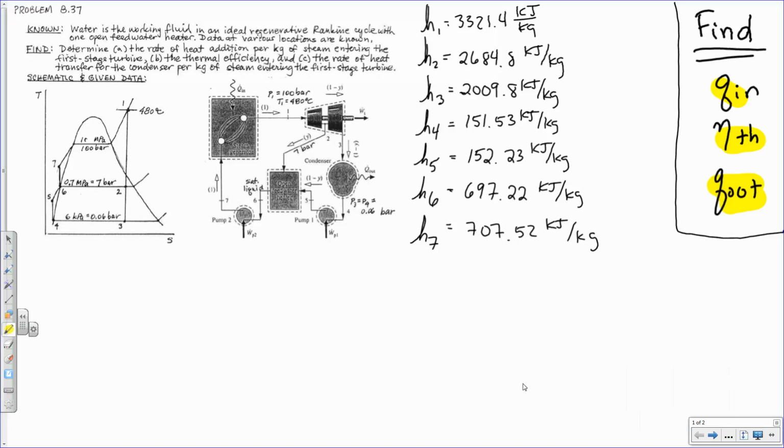Let's take a look at this problem. This is 8.37. We had started it in class and finished it very quickly, so I wanted to go through this perhaps a bit more slowly and make sure you understood this ideal regenerative Rankine cycle.